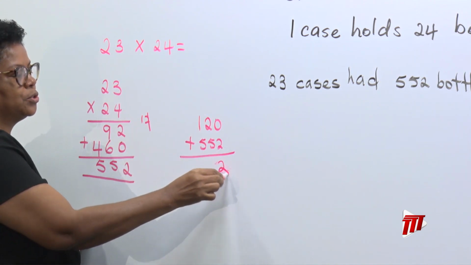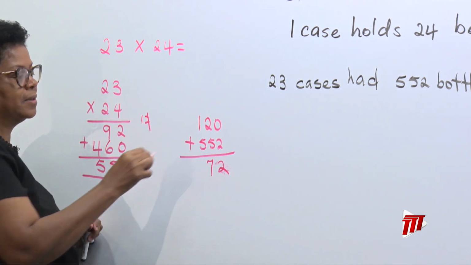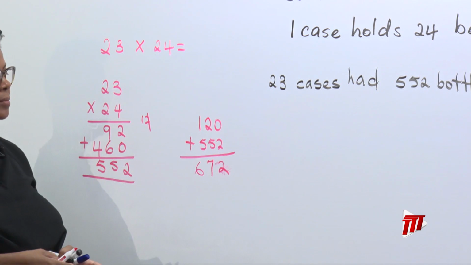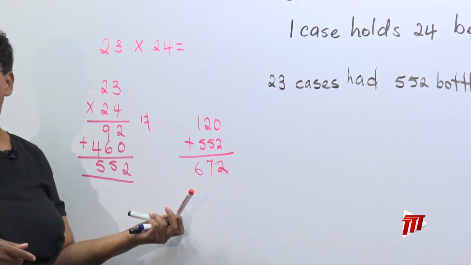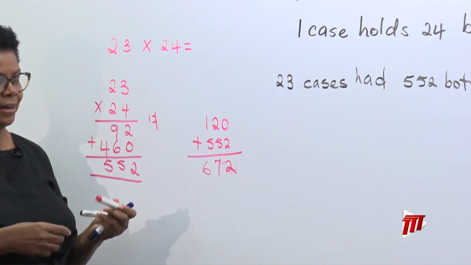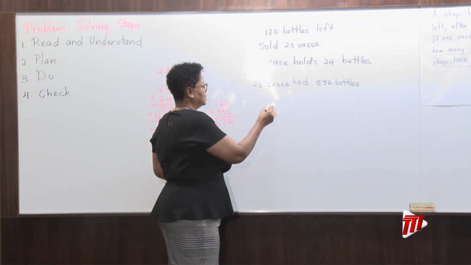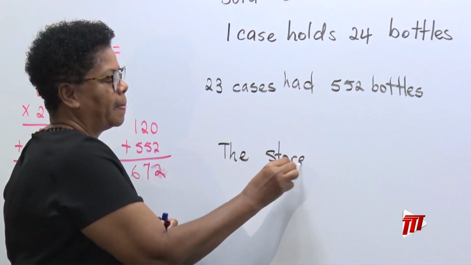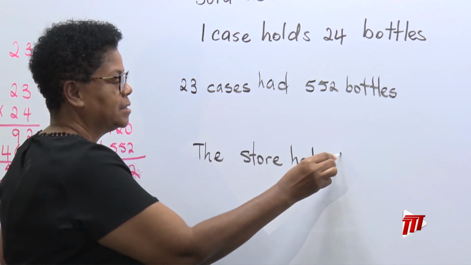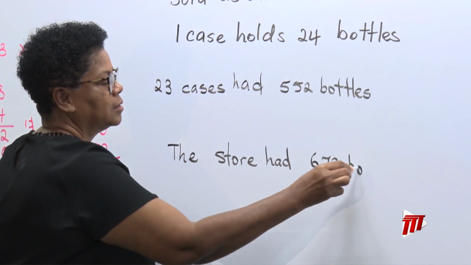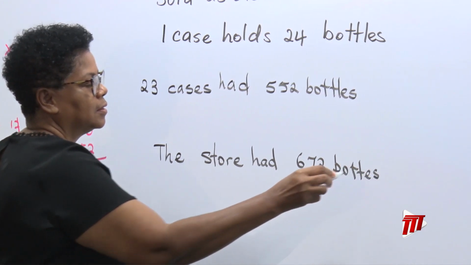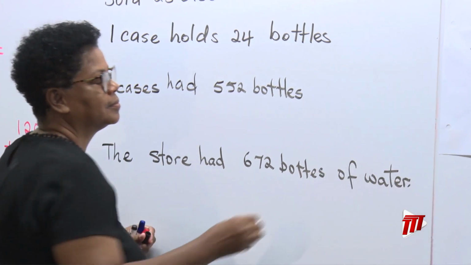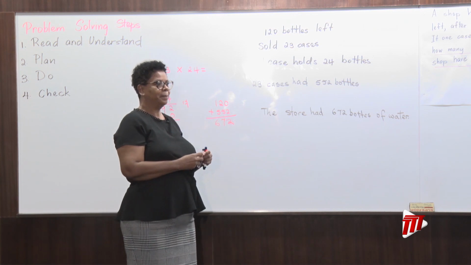So 2 and 0 is 2, 5 and 2 is 7, and 5 and 1 is 6. So the store had 672 bottles of water at first. That's the end of our third problem.